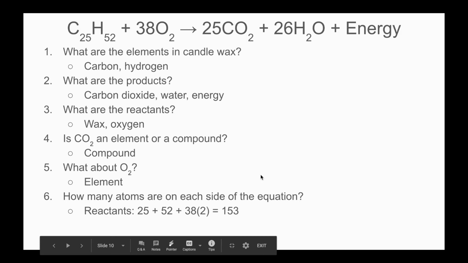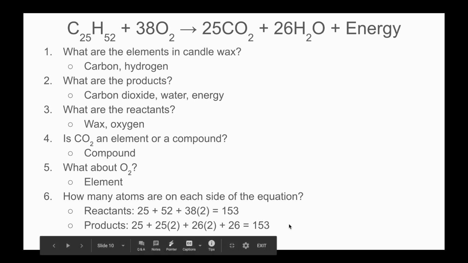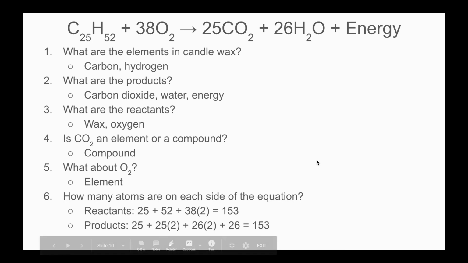We're going to do the same thing with the product side. So we get 25 carbon plus 25 times 2 oxygens plus 26 times 2 hydrogens plus 26 times 1 oxygen, and you end up getting also 153. It's really important to notice that you should have the same number of atoms on the reactants as you have on the products, because the conservation of mass says that mass cannot be created or destroyed. So it obeys the conservation of mass.